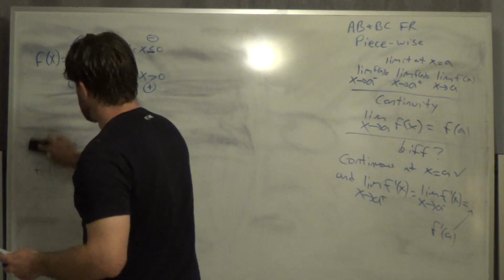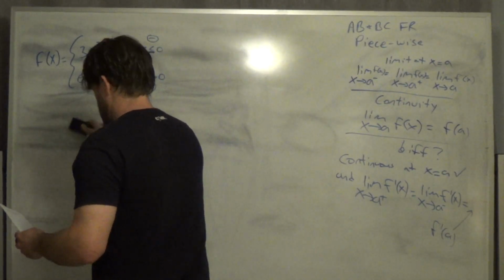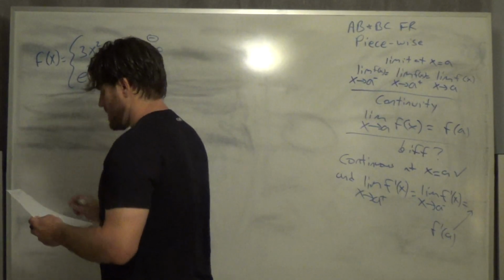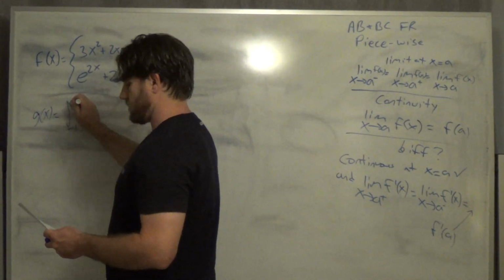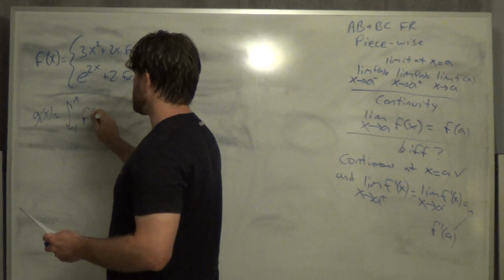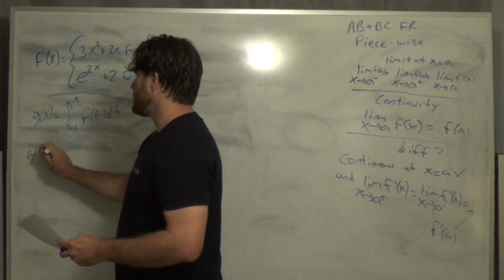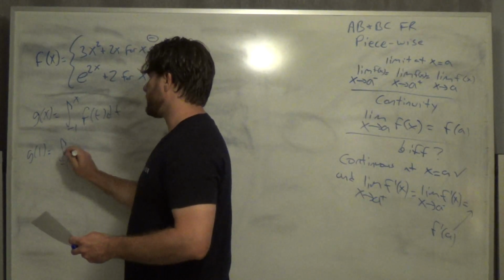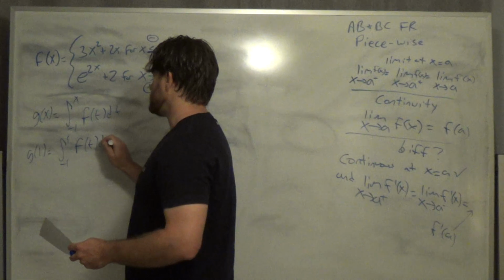We no longer need this. They state g of x is the integral from -1 to x of f of t dt. And they say find g of 1, which means the area from -1 to 1 of f of t dt.